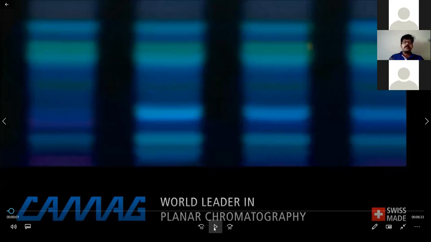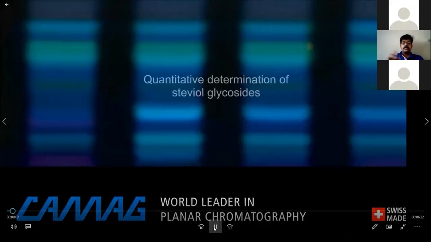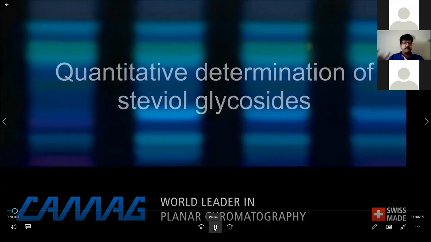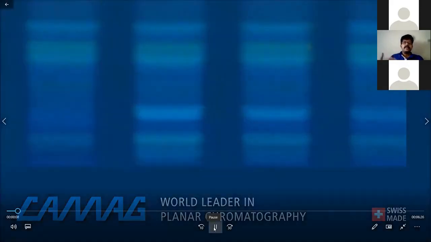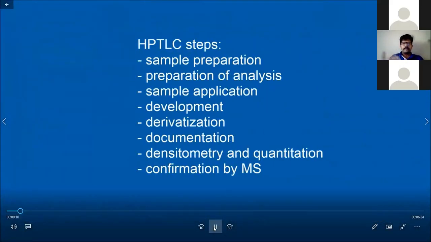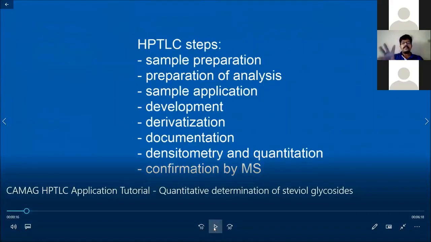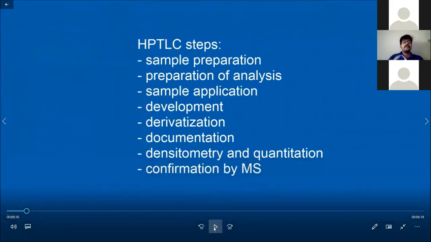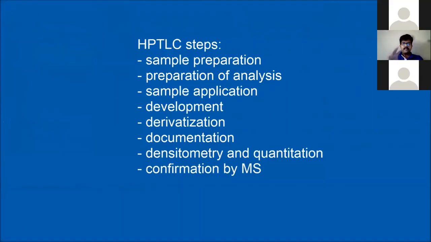So the very first process is the preparation of the sample. As you know, HPTLC is done on thin layer chromatographic plates, and these plates are disposable. We have a stepwise approach when doing HPTLC. The first step is preparation of the sample, second is preparation of the analysis. The steps of analysis are sample application, development, derivatization, documentation, densitometry, quantification, followed by validation of the entire study. So it is done in a stepwise approach.